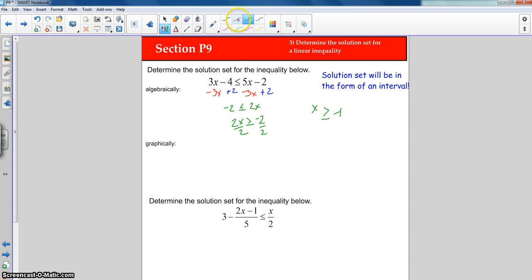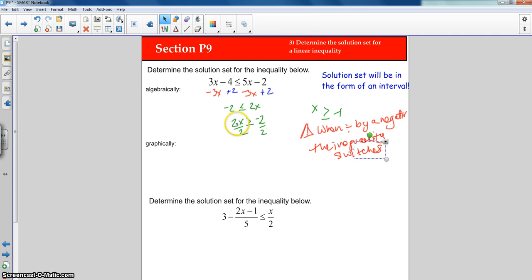One thing that I want to warn you about, so this is a warning: when you divide by a negative, the inequality switches. So if I were to divide by a negative 2 instead, it would be the other direction.